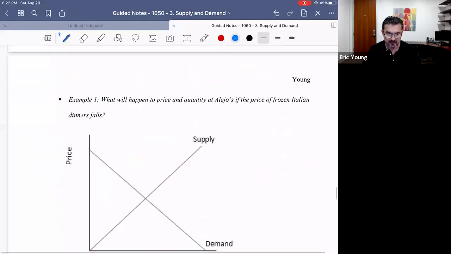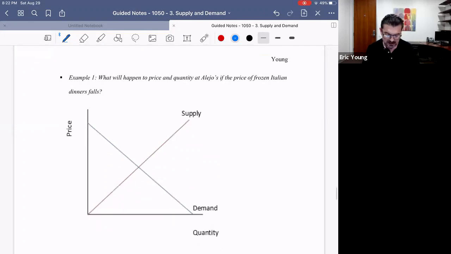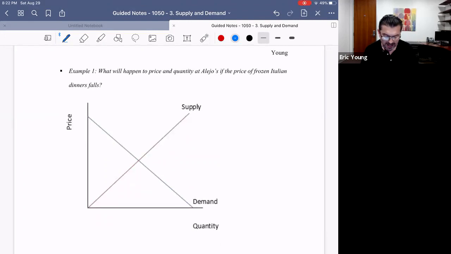And with that said, my friends, I've got a couple of examples that I'm going to give you. Then I'm going to cut the video. And in our last and final video for this module, we'll go back and solve these together. So here are some questions for you to practice on. Example 1, what will happen to the price and quantity at Alejo's, a nice little pizza joint up the street, if the price of frozen Italian dinners falls?